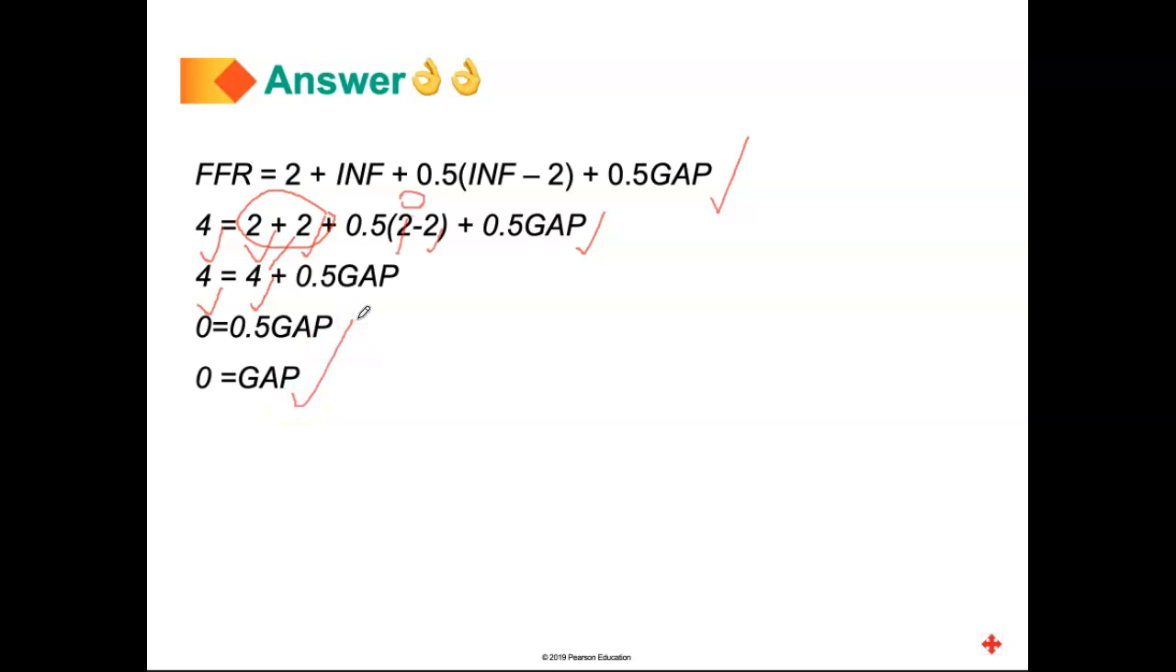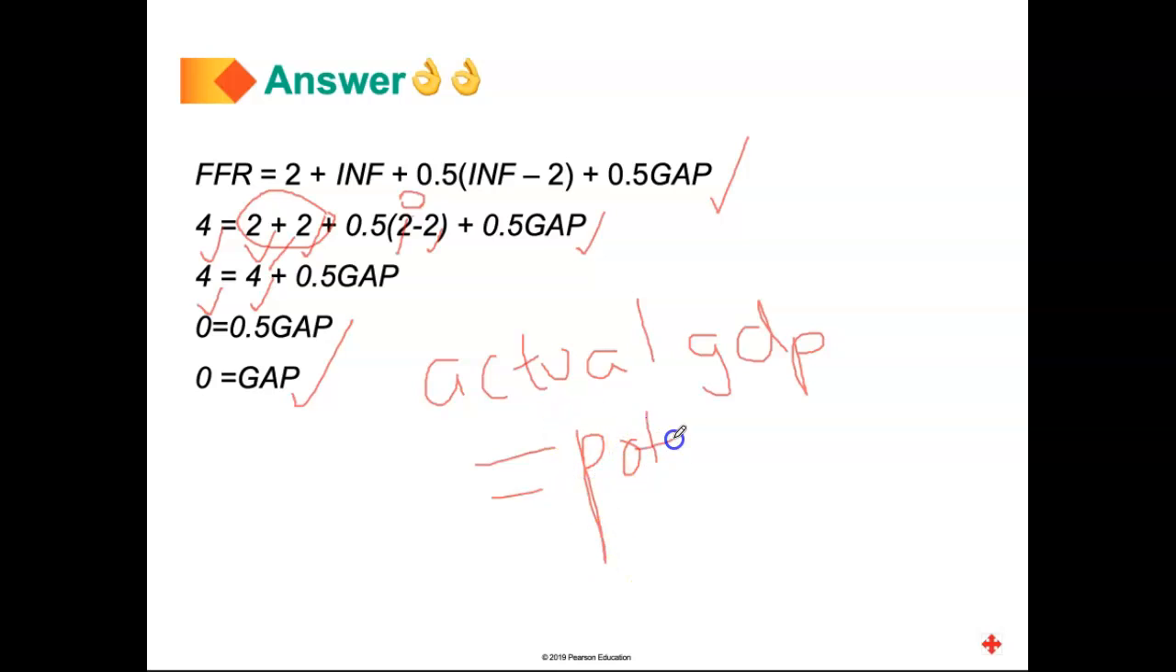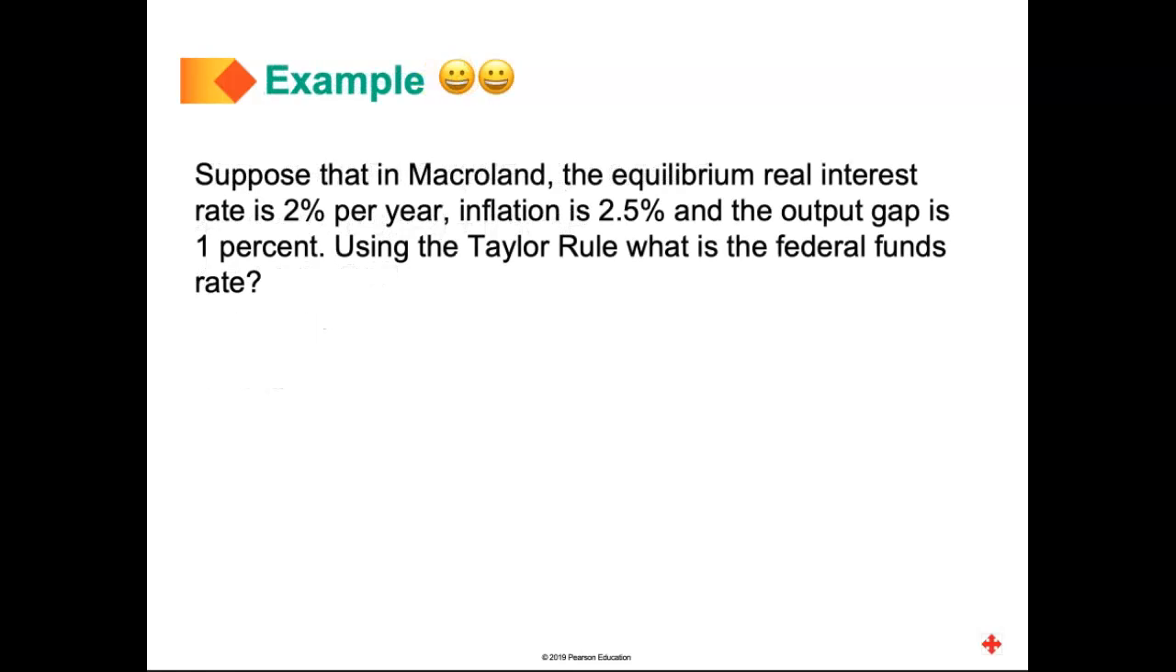Now if the output gap is 0, what does that mean? It means that actual GDP in New Zealand is equal to potential GDP. So the economy is producing at its maximum level. That's the ideal rate to be producing.